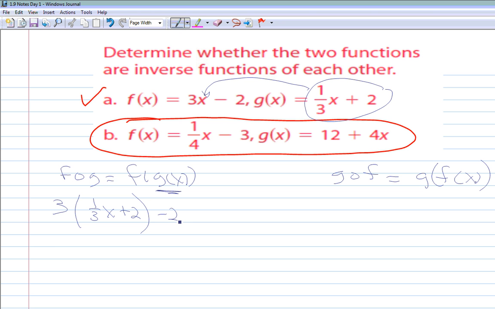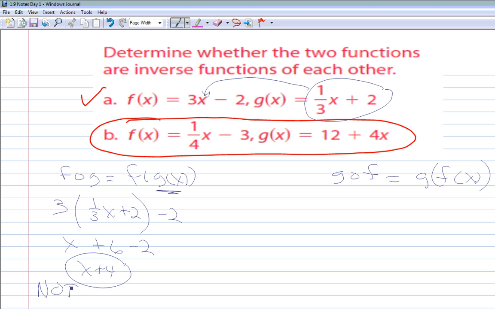Let's see what happens here. Well, 3 times 1/3 would just be x, and 3 times positive 2 would be 6, minus 2, and we would have x plus 4. All right, not an inverse. So we can just stop right there because we don't even have to go the other way. We know they're not inverses of each other because the f of g of x didn't lead us to just the value of x in the end.